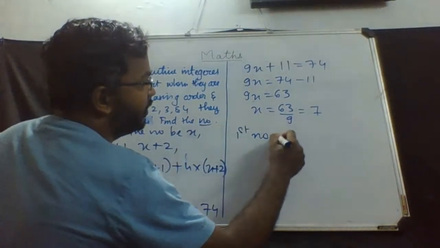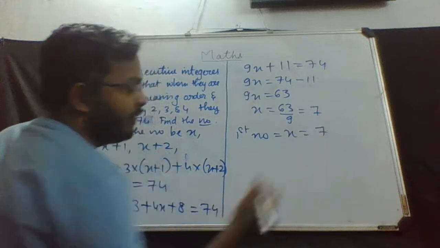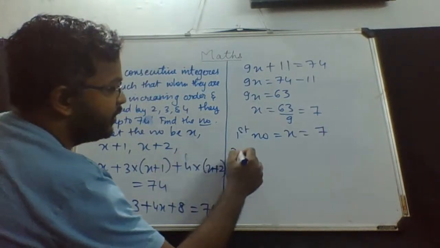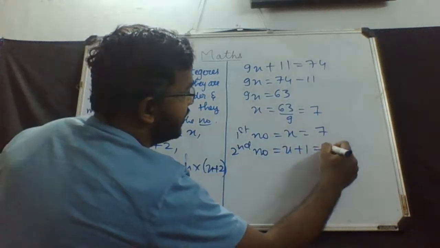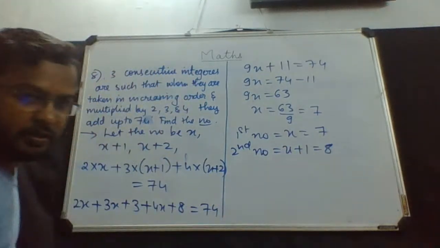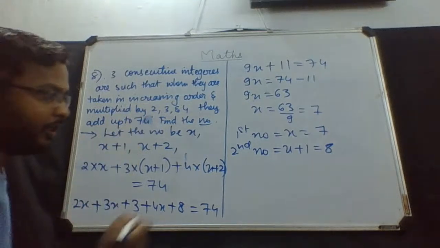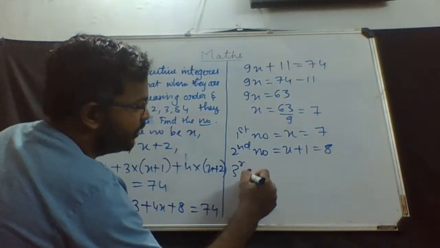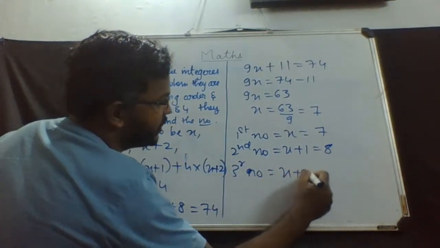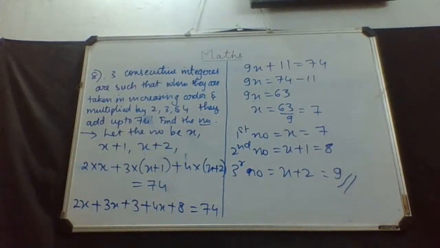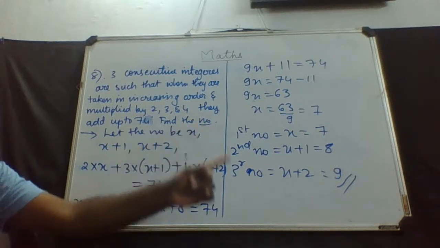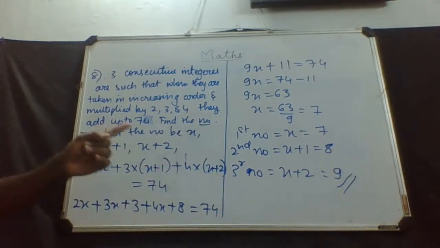First number is x, nothing but 7. And your second number is x plus 1, that is 7 plus 1, you will get 8. Directly I am writing 7 plus 1, you will get 8, and your third number is x plus 2, that is 7 plus 2, you will get 9. So these are the numbers 7, 8, 9. If you want, you can cross check it.